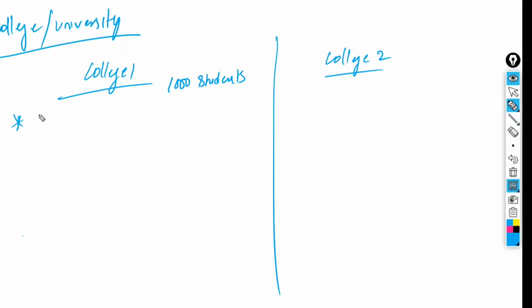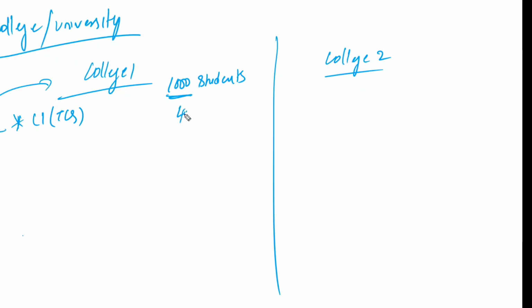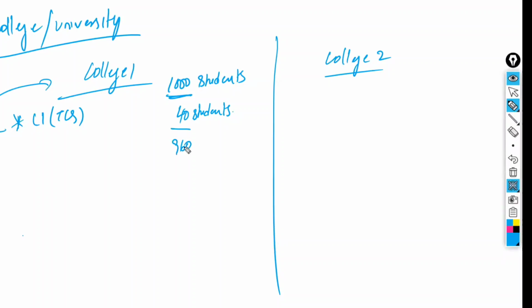Now, company 1, assume TCS, is coming for the campus placement for this college. In the campus interview, out of these 1,000 students, they have selected 40 students. Now, what is the balance left out? 960 students are left out.